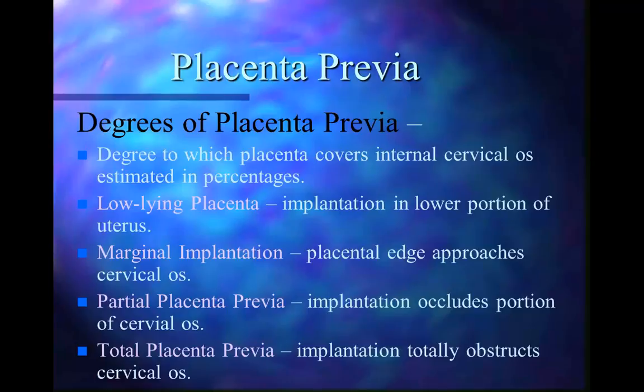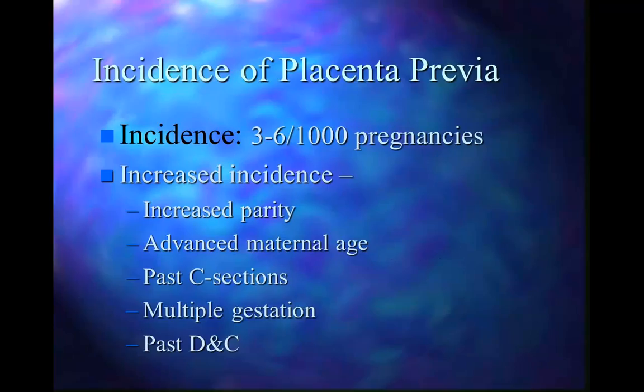And then we have marginal implantation, where the placental edge approaches the cervical os, so it's just marginally touching it. Partial placenta previa, where that placenta occludes a portion, and that can be in different amounts. Or you have total placenta previa, where the implantation totally obscures the cervical os. Now with these last 3, it always indicates a cesarean section. You cannot deliver the baby through a placenta previa.